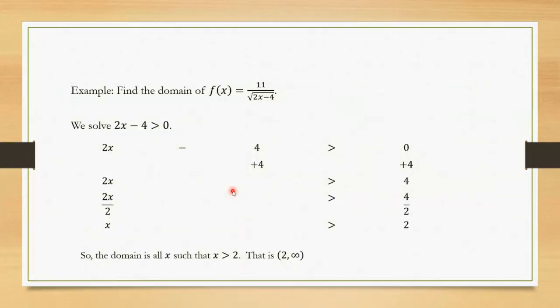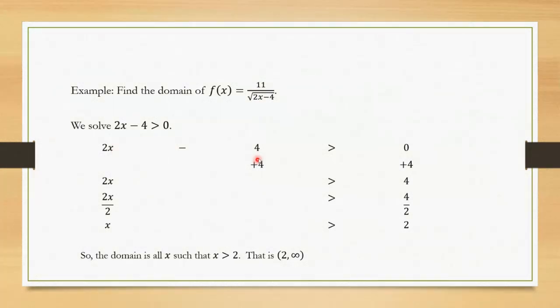Okay. Here's another one. This one's a little bit different, because the square root now is in the denominator. I mean, the numerator is 11. We don't have to worry about that for now. So we want to know when 2x minus 4 is greater than 0. We don't want it to be 0 because then we'd be dividing by 0. So we want 2x minus 4 strictly greater than 0.